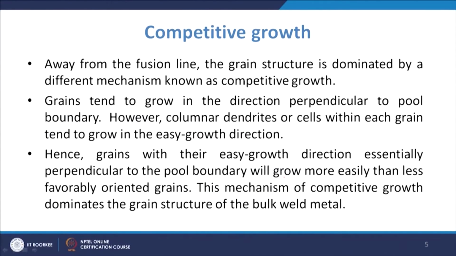So grains will tend to grow in the direction perpendicular to the pool boundary. However, columnar dendrites or cells within each grain tend to grow in the easy growth direction. So you have one direction perpendicular to the pool boundary, and another in the easy growth direction. The grains with their easy growth direction essentially perpendicular to the pool boundary will grow more easily than less favorably oriented grains.